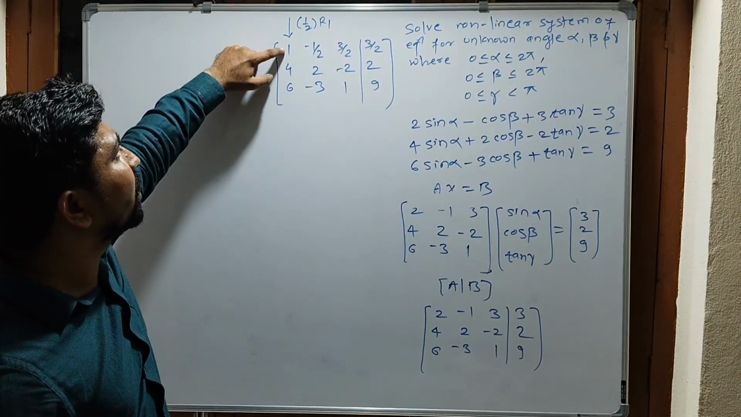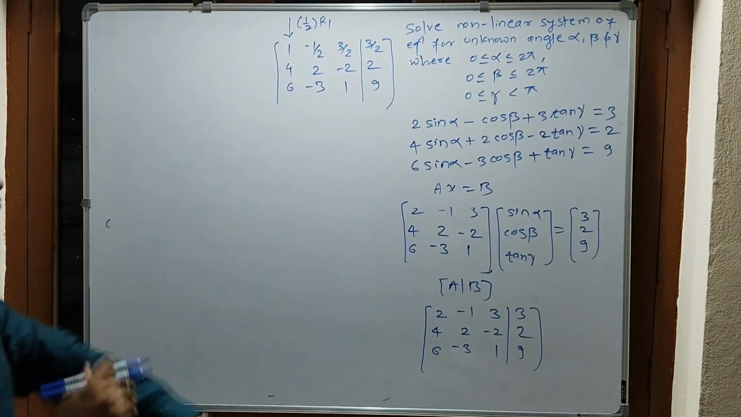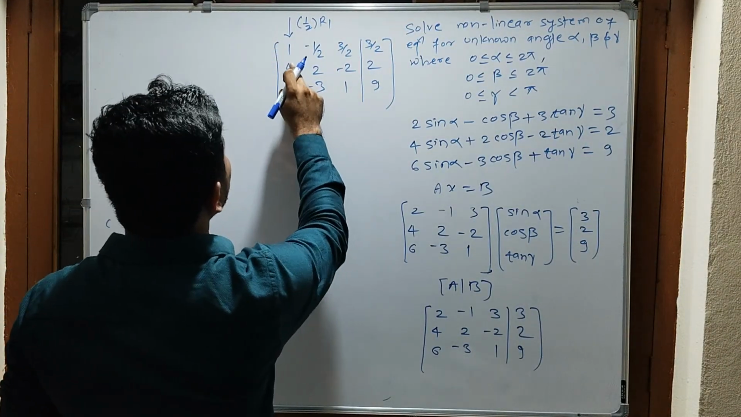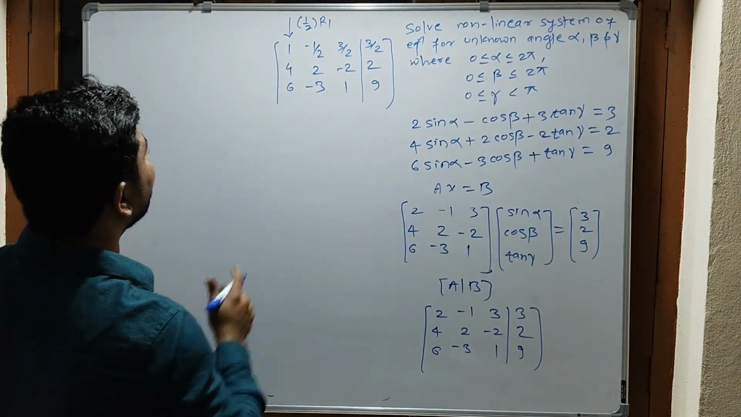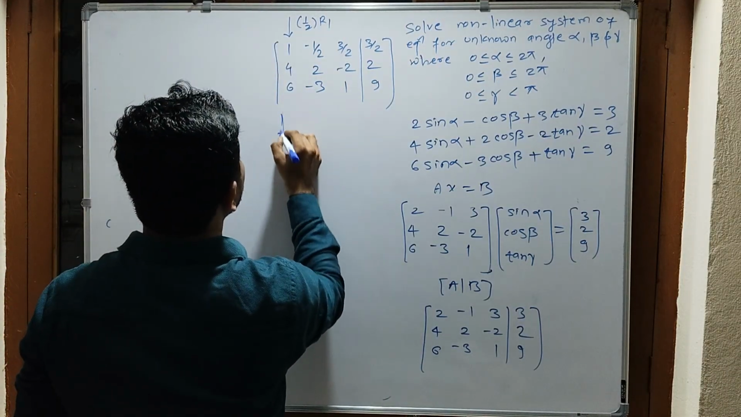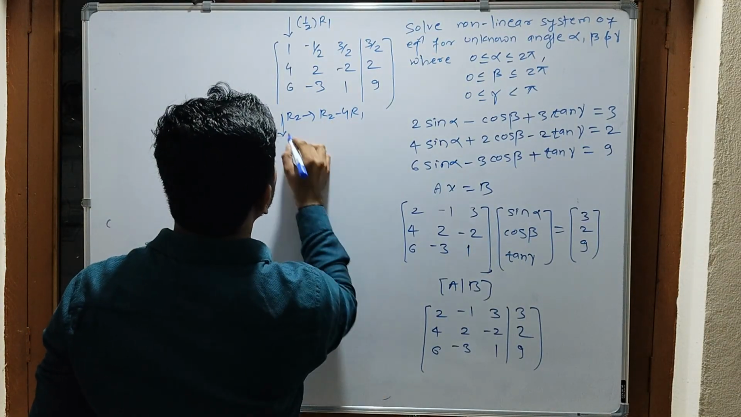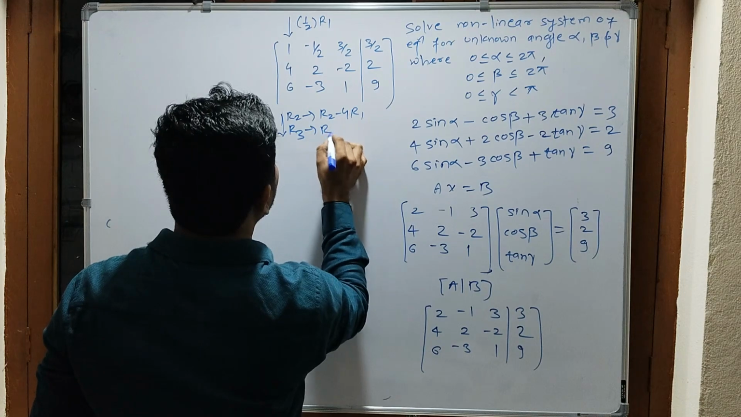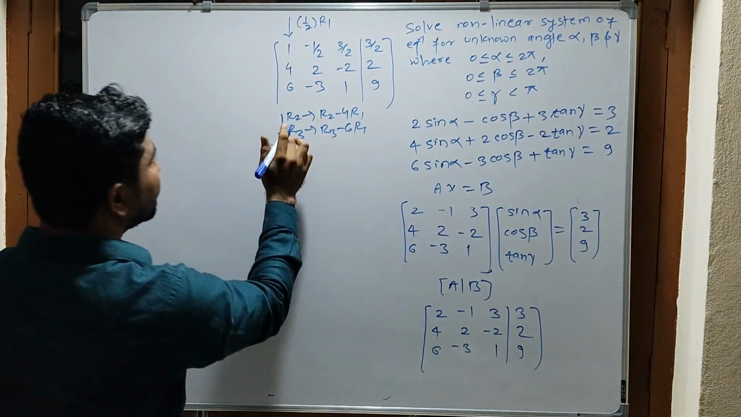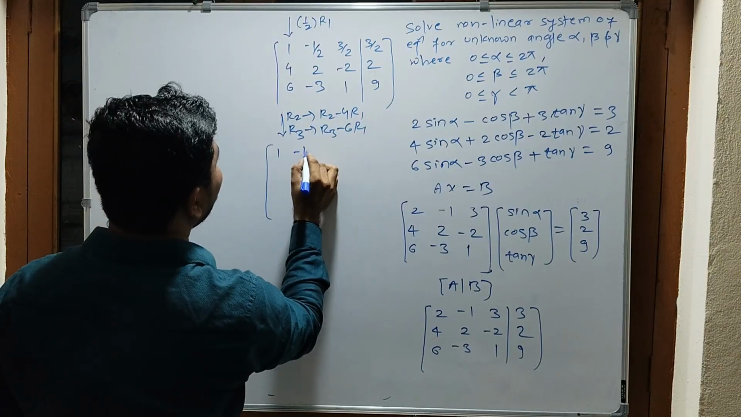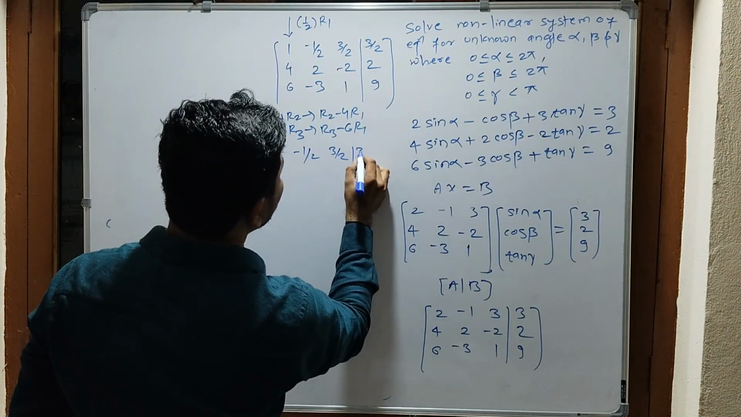Now this is my leading element, the first non-zero entry from the left. This is my leading element 1. I want to convert this 4 and 6 into 0. I apply the elementary operations R2 changes to R2 minus 4 times R1, and R3 changes to R3 minus 6 times R1. I get the resultant matrix where my first row is as it is: 1, minus 1 by 2, 3 by 2 and 3 by 2.